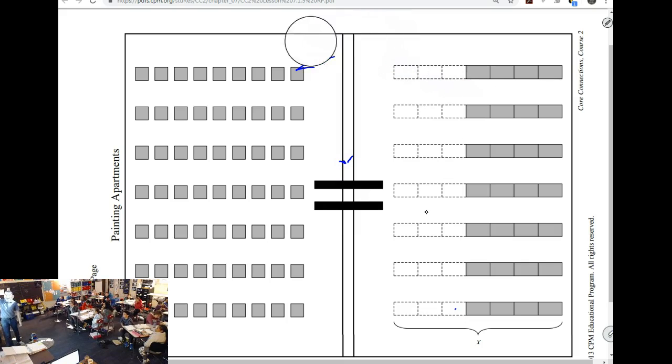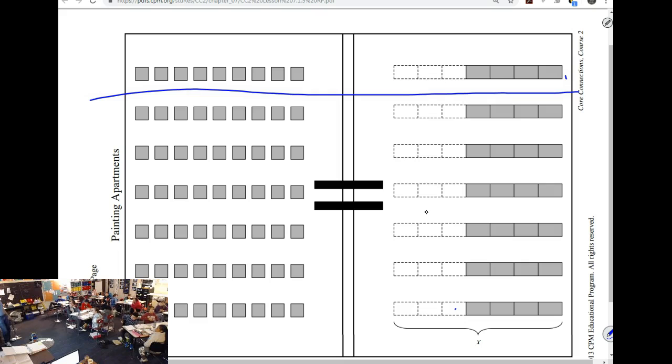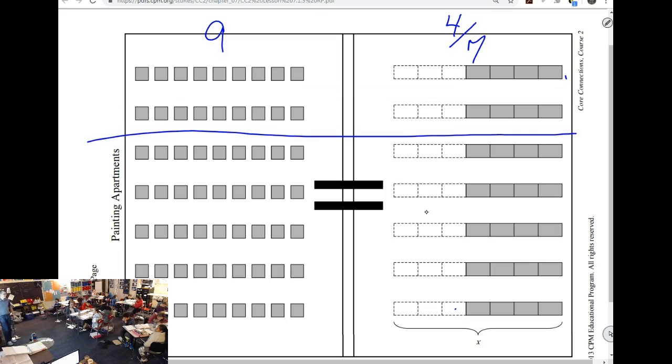All right, but can anyone explain this visual to me? What's this side show? If I just look at the top part, what's that showing? Four sevenths and nine, right? Yeah. So what if I do that? Eight sevenths and 18. Okay, but can I take 8/7 of the class? No. Oh, yeah. You can take the teacher's.